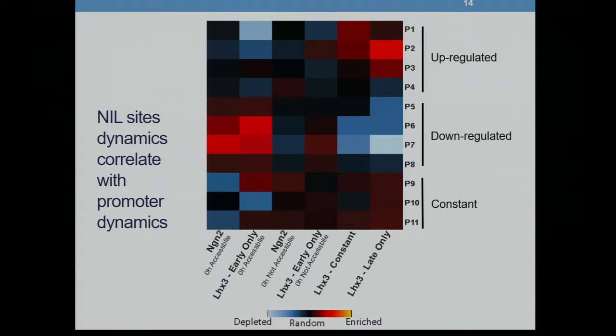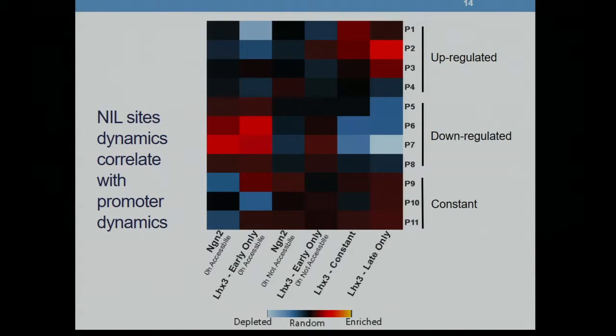What you can see is that promoters that are upregulated here are enriched. So red is enriched, blue is depleted. They are enriched for the constant and late sites of LHX3, but they are depleted from the sites that bind accessible regions, which makes sense because we know that these sites actually go down in their signal, and we know that these sites, when binding happens, become active in the actual sites.